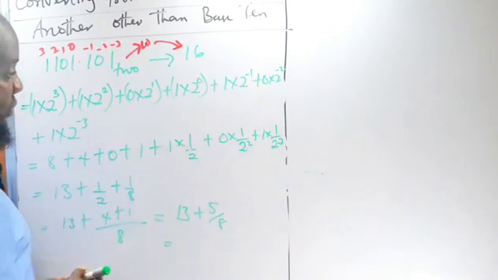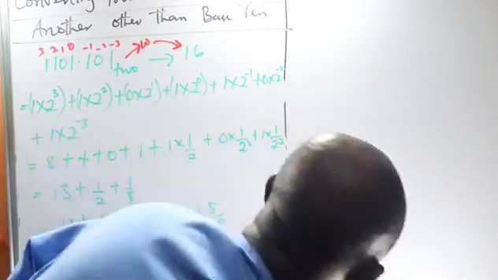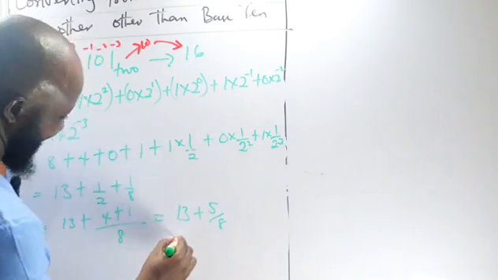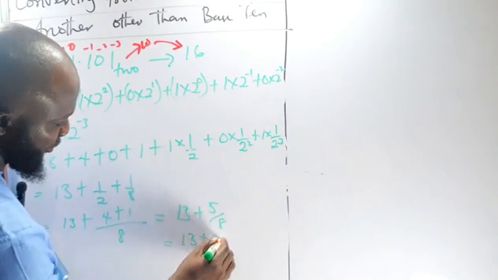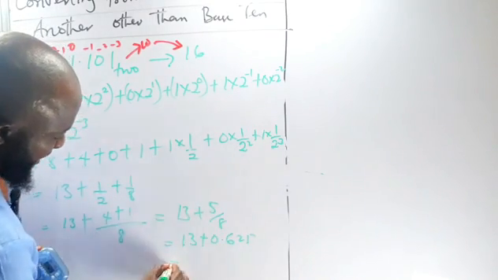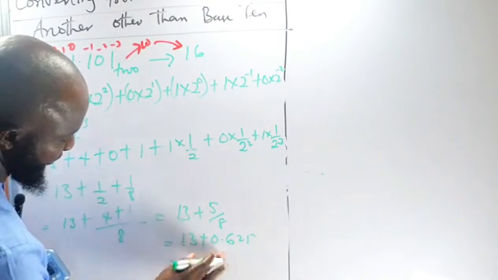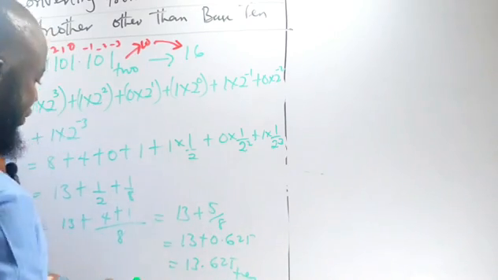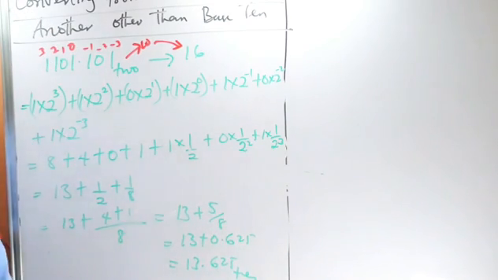So we want to make it to the decimal, right? So we're going to have 5 divided by 8. 5 divided by 8 gives 0.625. So that is 13 plus 0.625. So that means what? 13.625, base 10. So it is this that we now convert to base 16. We want to convert this to base 16.